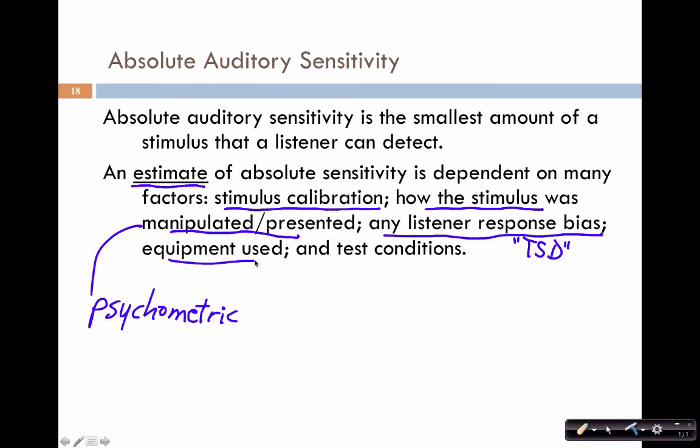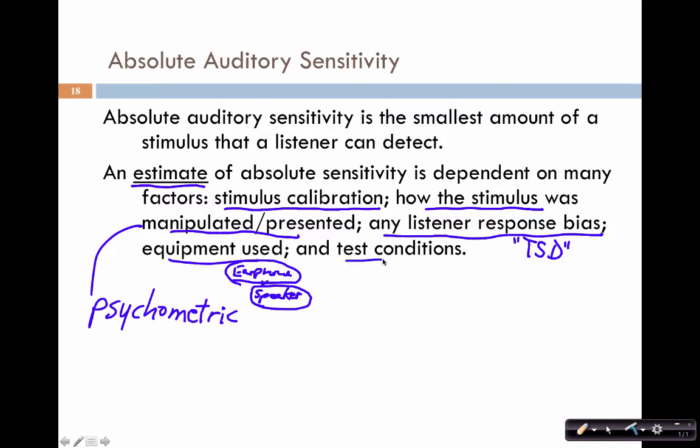Equipment used will have an effect. Specifically, if we're using an earphone on top of the ear, or if we're using a loudspeaker, which is now providing sound in a sound field. What should become obvious to you is that when we're using a loudspeaker in a sound field, we are now providing stimuli to both ears. If you're using an earphone, the typical presentation is to present to the ears individually. So there's a distinction there.